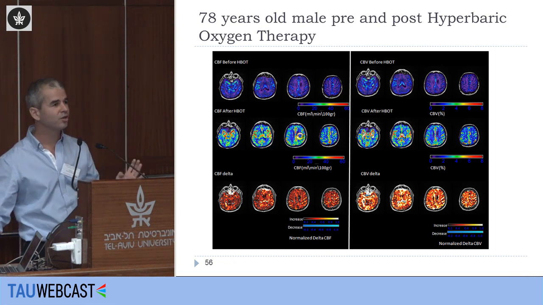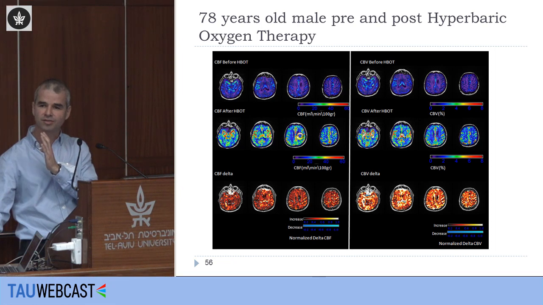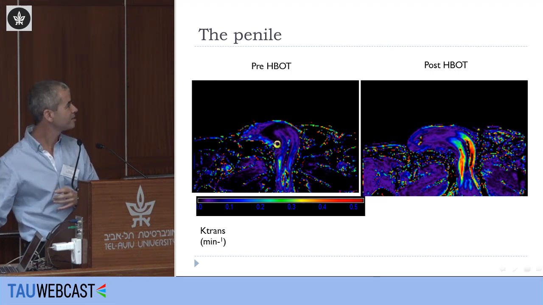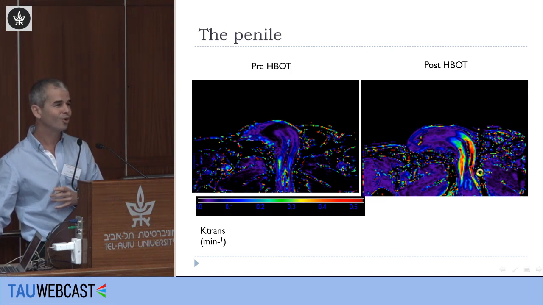And it's not only the brain activity, of course. It happens in other parts of the body, like you see over here. For those of you who do not recognize it, this is the penile tissue, okay? This is the perfusion in the penis before treatment. After treatment, the angiogenesis is going all over.